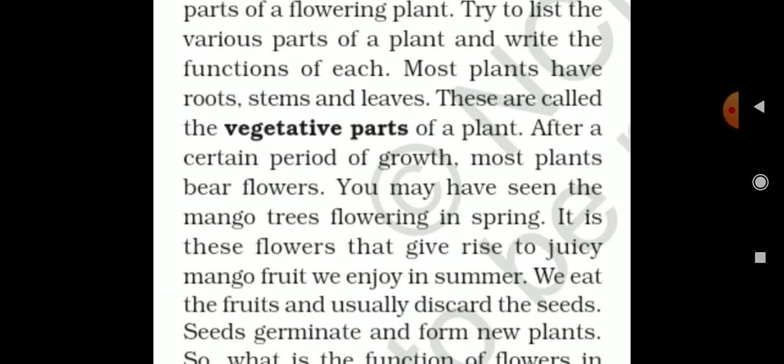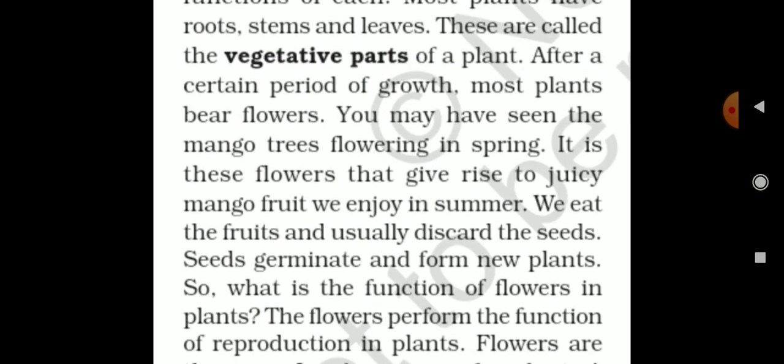After a certain period of growth, most plants bear flowers. Okay, listen. It is these flowers that give rise to the juicy mango fruit we enjoy in summer. We eat the fruits and usually discard the seeds. Those seeds germinate and form a new plant. Can you understand? That is the vegetative part.